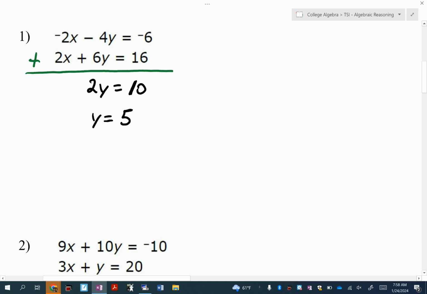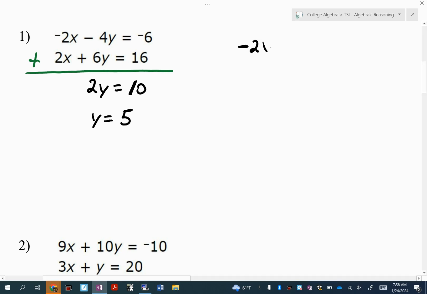5. Now, whenever you get one of these answers, whether it's x equals your number or y equals your number, don't forget that a solution here should be an ordered pair. So an x and a y. So I need to plug this back in to either the first equation or the second equation to find the x value. Is there one that you would like to use? The first, you do the bottom one. We'll do the top one.